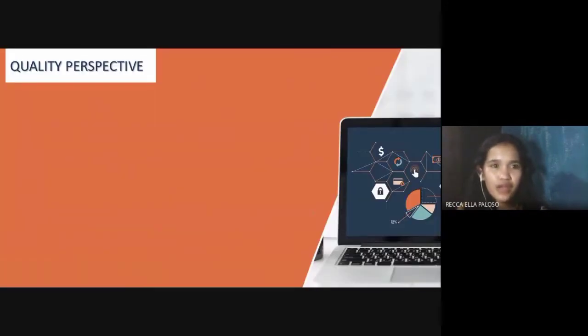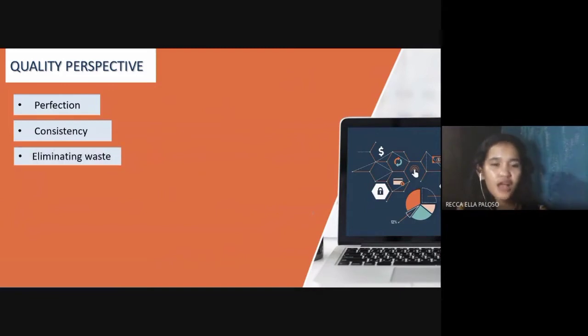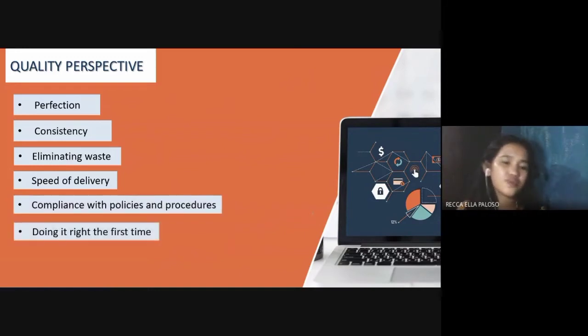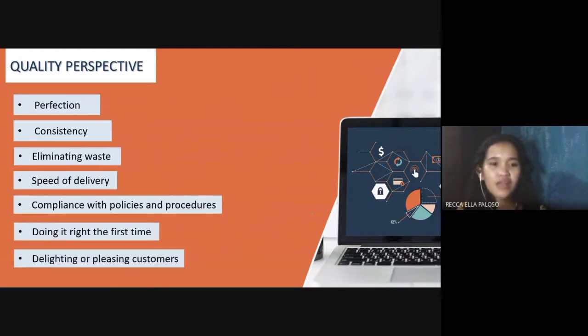So there are eight perspectives in quality. The first one is perfection. Next is consistency. The third is eliminating waste. The fourth is speed of delivery. The fifth is compliance with policies and procedures. The sixth is doing it right the first time. The seventh is delighting or pleasing customers. And the last one is total customer satisfaction and service.